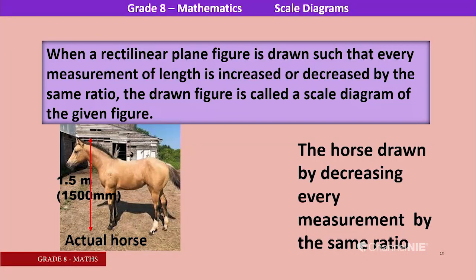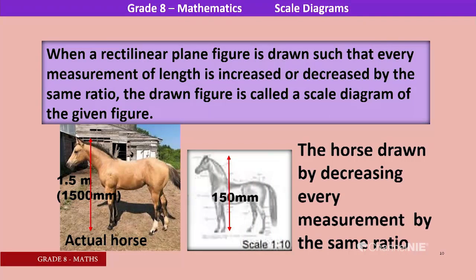The horse is drawn by decreasing every measurement by the same ratio. The scale is 1 to 10. What's the meaning of 1 to 10? 1 centimeter represents 10 centimeters. Here, the horse is 1.5 meters, so you can't draw it on paper at actual size. Therefore you have to use a scale diagram like this.